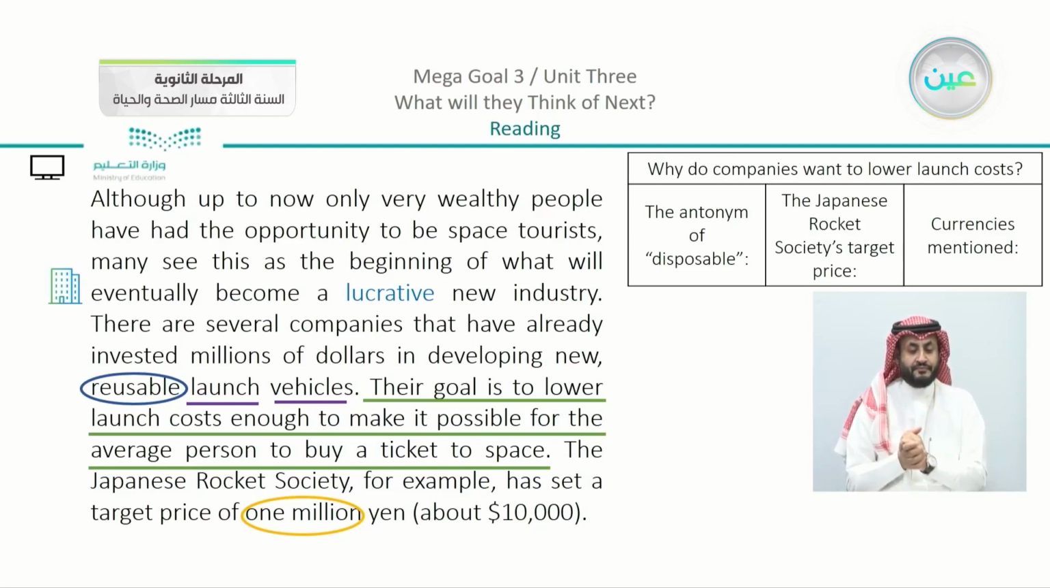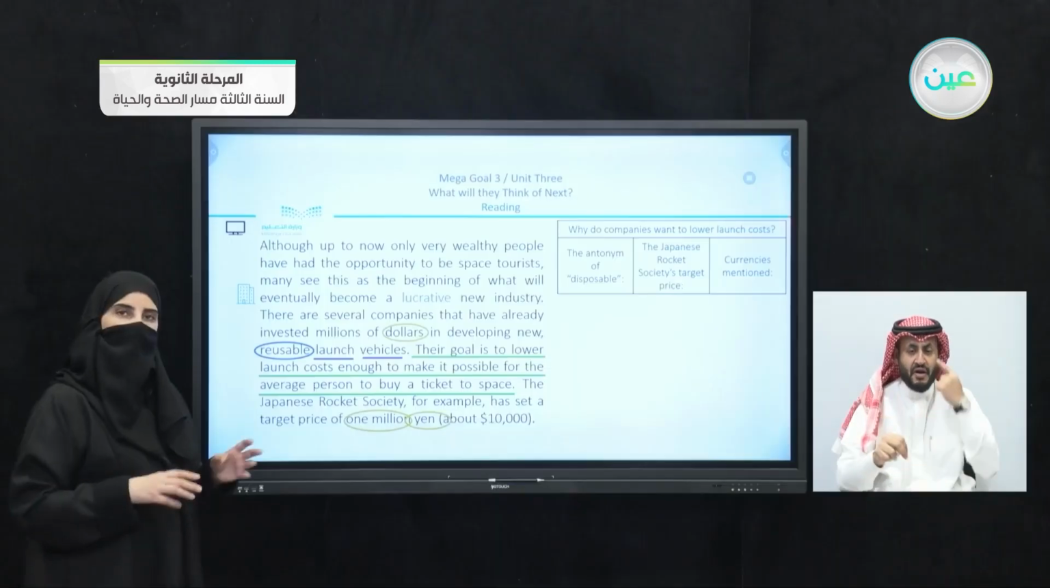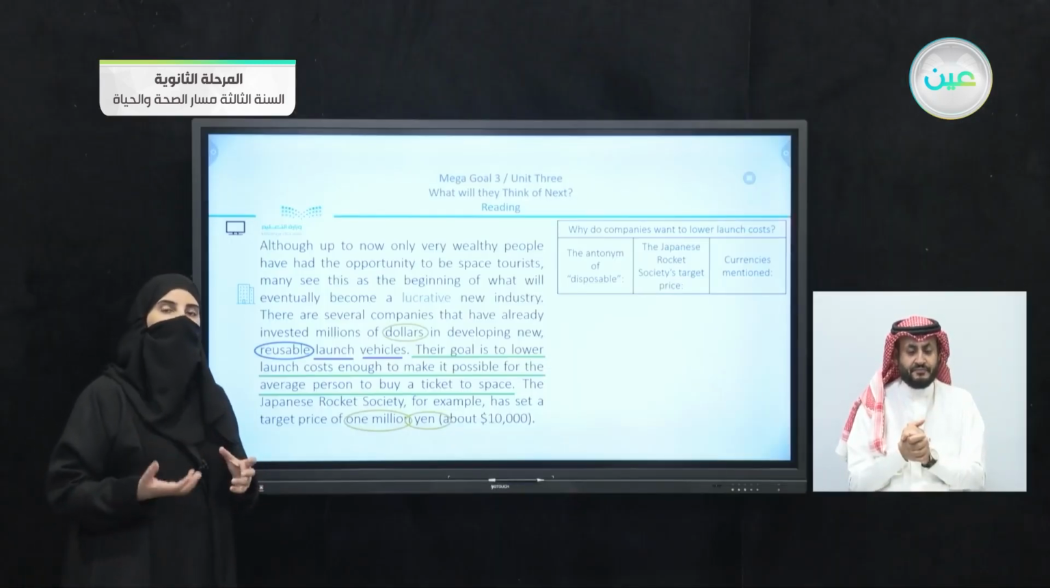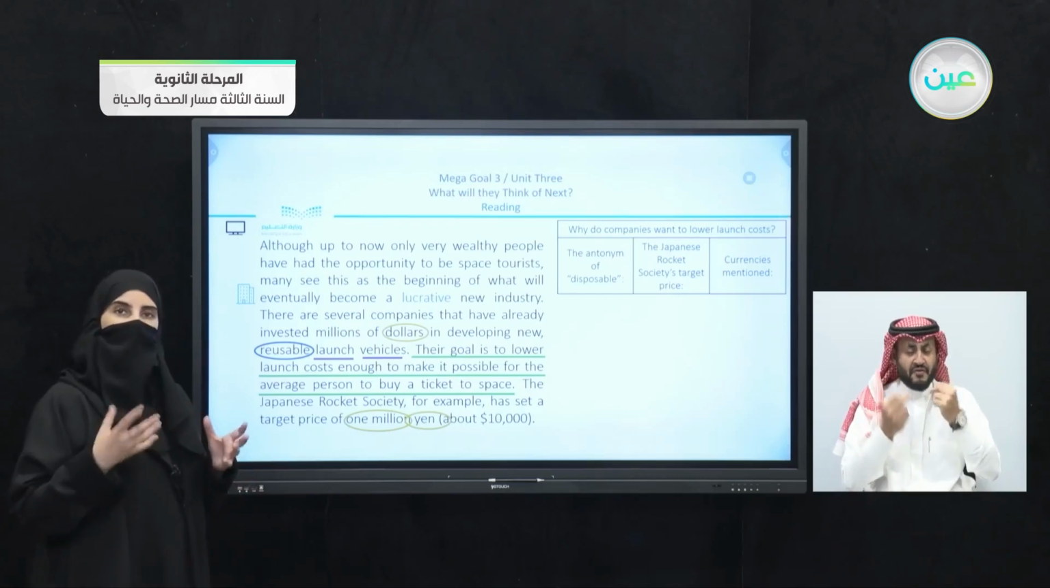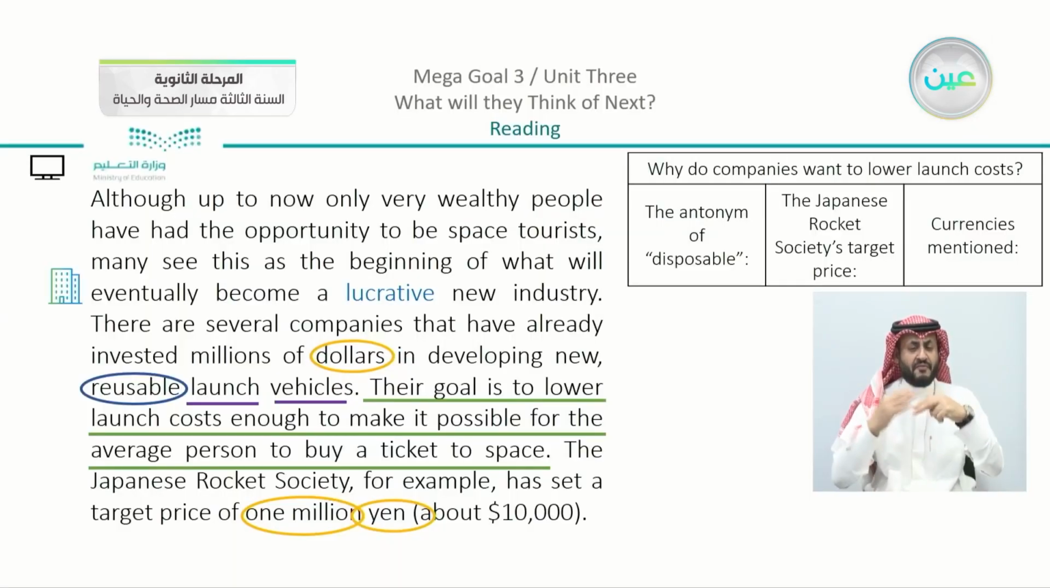society's target. Currencies mentioned. Now we have currencies, not just countries. There is a currency that is mentioned. You can see that we have here dollars, and also we have here the yen. So here you can see that there are interesting words to learn. Now we do have our vocabulary word, which is lucrative, and we have launch, we have vehicles. Now all of these words, they are related to space.